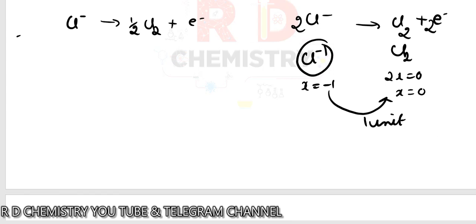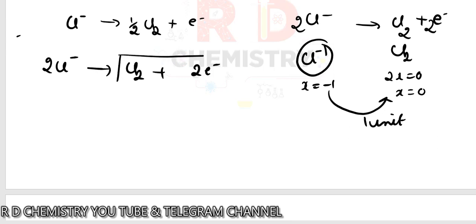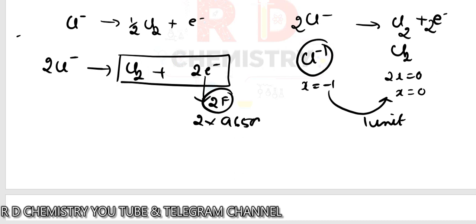Now let me take this equation: 2Cl minus giving chlorine plus 2 moles of electrons. Let us take this part now. 2 moles of electrons is equal to 2 Faraday, and this 2 Faraday is equal to 2 into 96,500 coulombs. This is equal to 1 mole of chlorine, and this 1 mole of chlorine in terms of mass will be 35.5 into 2 grams. Got it?